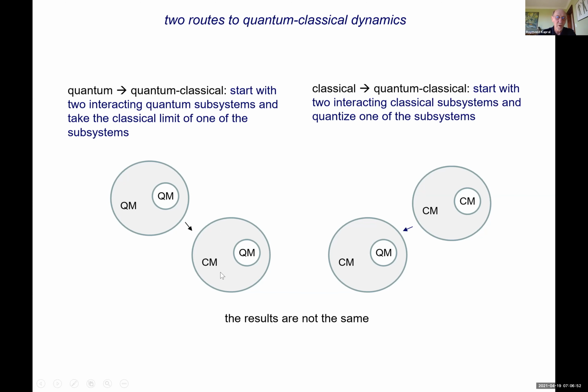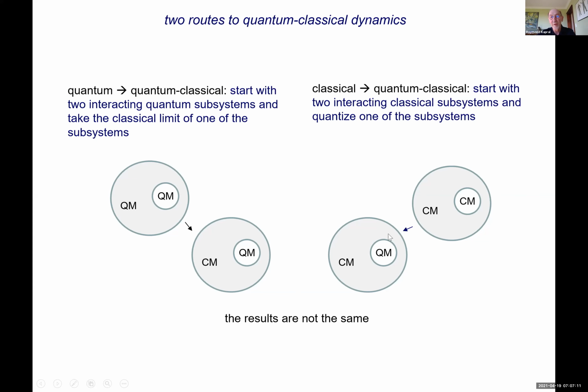I should make a remark here, and you'll see it later, that when I say classical limit of the bath, because of the coupling, the bath is not really classical, but in the absence of the quantum system, the bath is classical. The other approach is to start with a classical system.